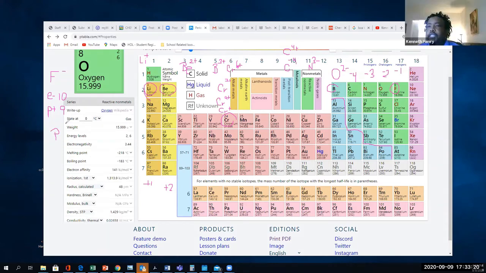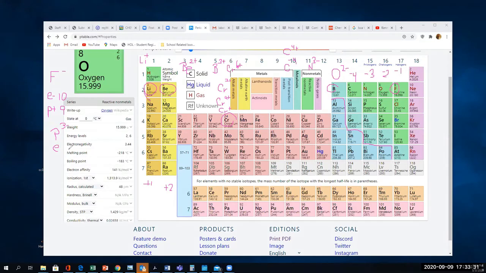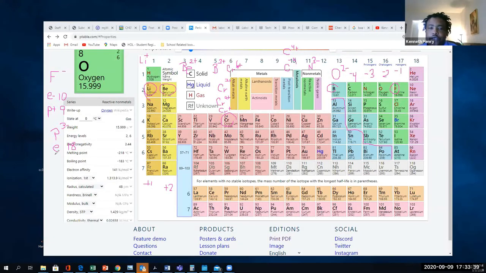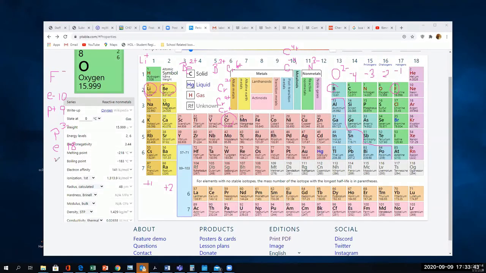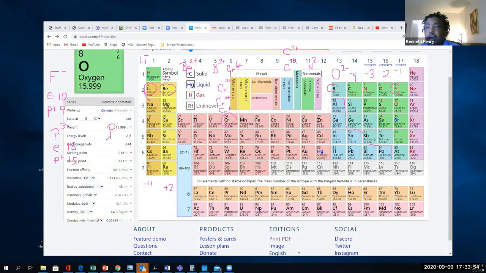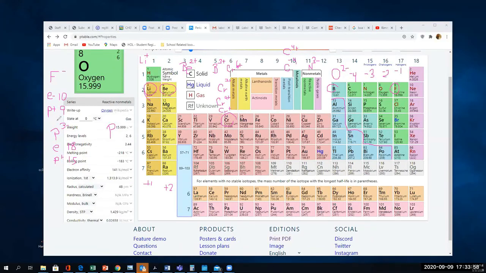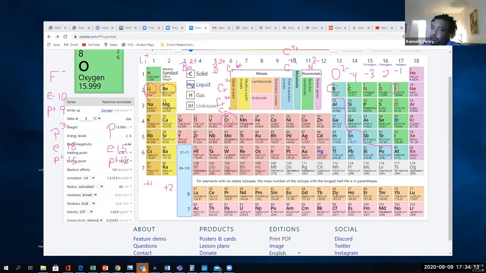Now the phosphorus ion. How many electrons does it have? 18, because it has three extra added on. And how many protons? 15. That's different from phosphorus by itself. How many electrons does phosphorus have, not the ion? 15. And how many protons? 15. Piece of cake? Yes.